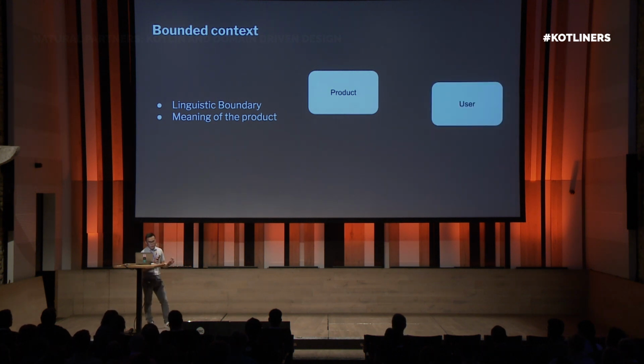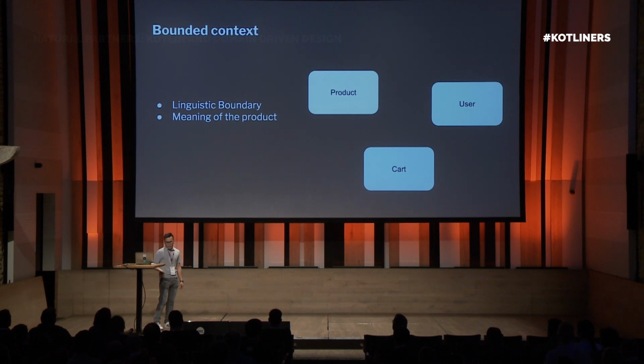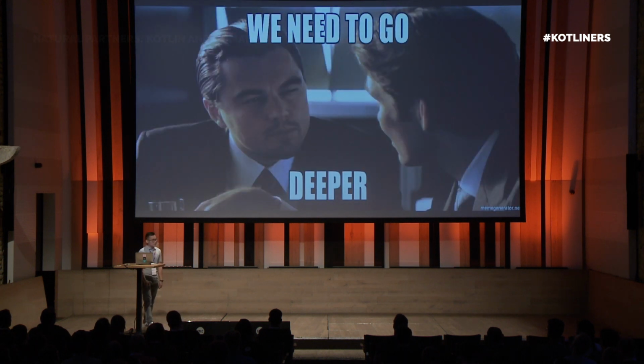Another bounded context or microservice would be the user. The user bounded context will take care of the user information, address, card number to pay, and so on and so on. And the last bounded context for us would be the cart. The cart bounded context will take care of the process of the user purchasing the product. And now we need to go deeper.